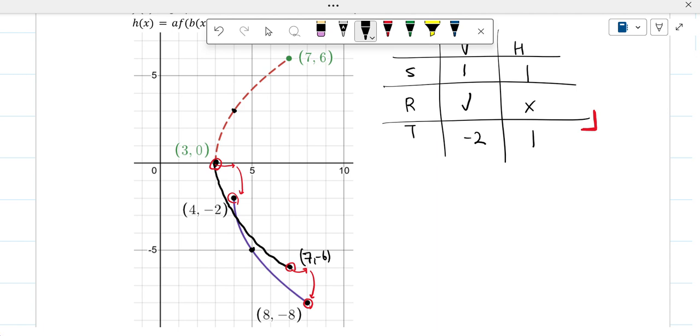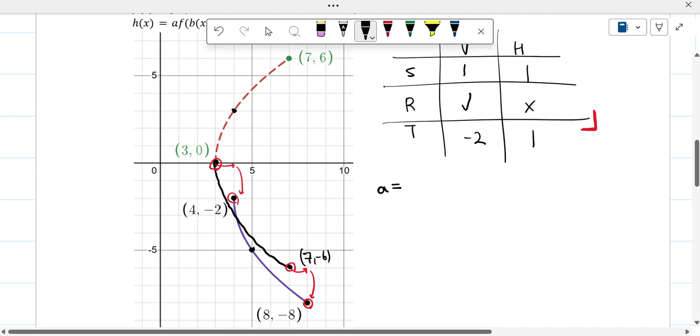Now I filled out the graphic organizer. Now it's time to translate this into ABCD coefficients. Well, let's start with A. The vertical stretch is 1, so that's good. But there is a vertical reflection, so I think that tells me that A value must be -1. For B value, the horizontal stretch is 1, and there's no horizontal reflection, so it's +1.